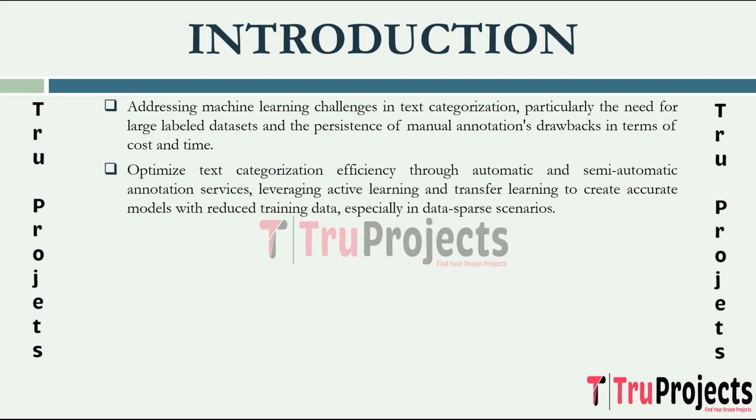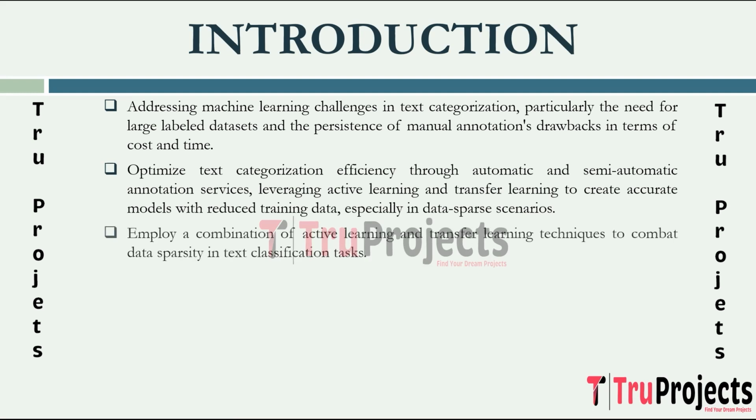The project explores the use of automatic and semi-automatic annotation services to aid in the annotation process for text classification tasks. Additionally, the focus is on leveraging active learning and transfer learning to build accurate models with reduced training data in the face of data sparsity. The project employs a combination of active learning and transfer learning techniques to address the data sparsity in text classification tasks. It involves selecting learning algorithms to demonstrate improved performance in scenarios with limited data.